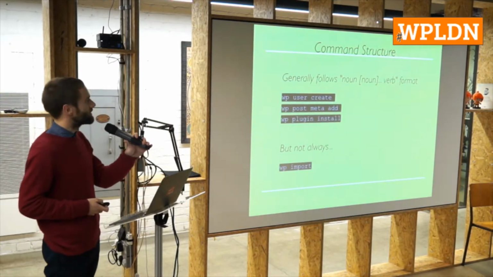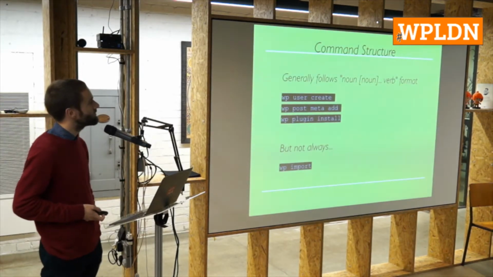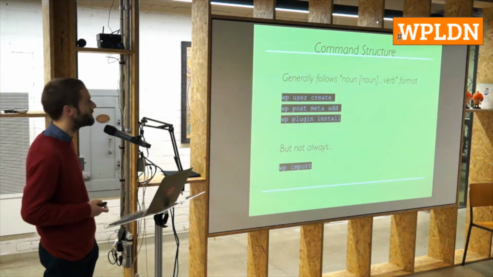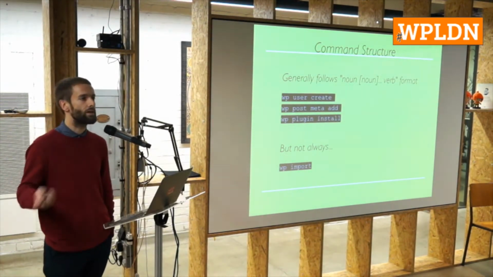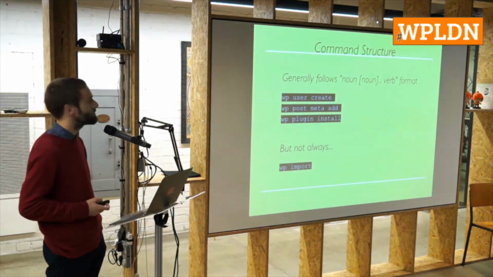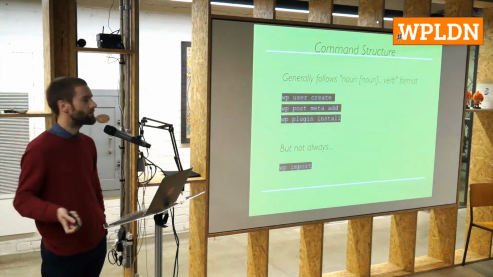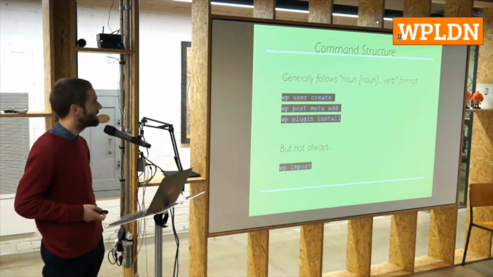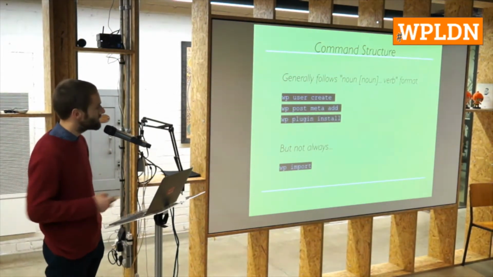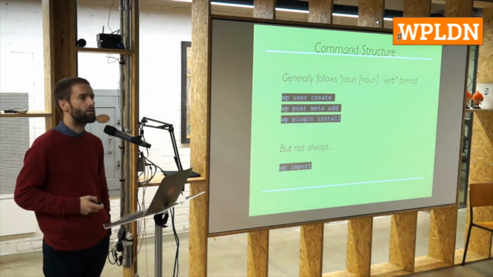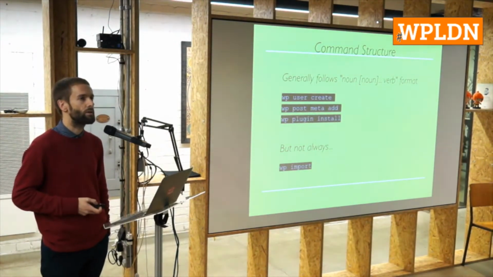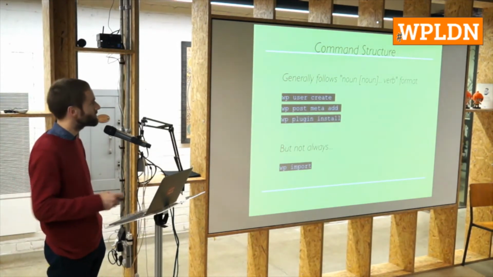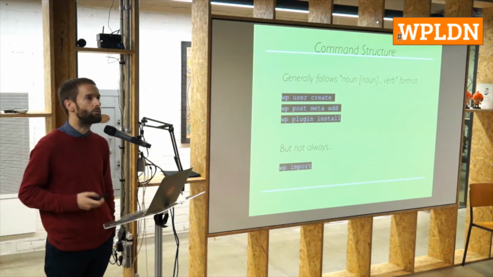This is the command structure of WP-CLI. It generally follows the structure of a noun followed by a verb. So for example, WP user create, this command creates a user. WP post meta add, this adds meta to the post. WP plugin install, this installs a plugin. That's mostly true, but not always. For example, the WP import command doesn't follow that structure, and there's a search replace command. Generally, again, if you're a bit stuck, you're not quite sure of the syntax, most commands follow the noun verb format.